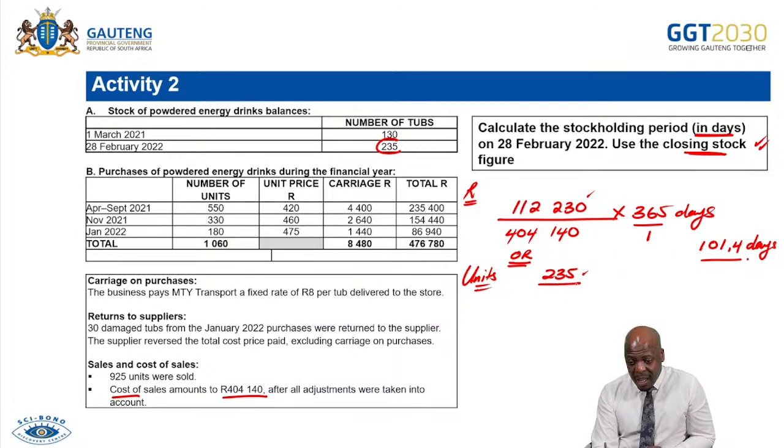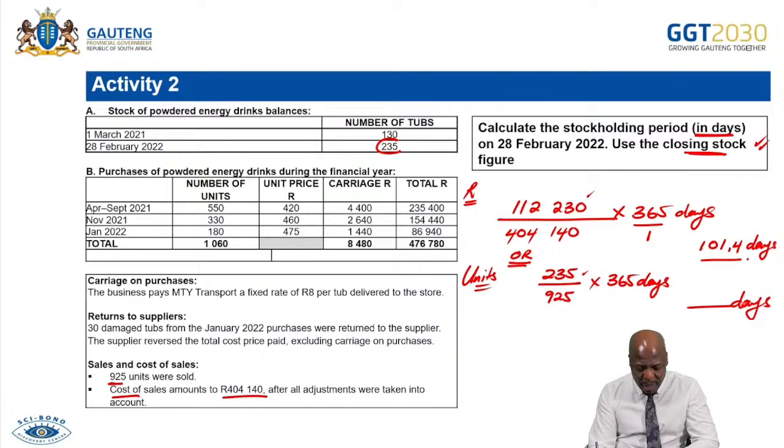In the units method, I'm saying the number of units at the end is 235. And I divide that by my cost of sales in units. Cost of sales in units is simply the number of units sold. So it will be 235. Then I divide that by my sales. How many units were sold? It is 925. Multiply that by 365 days. Calculators, please. What is the answer? 92.7 days.